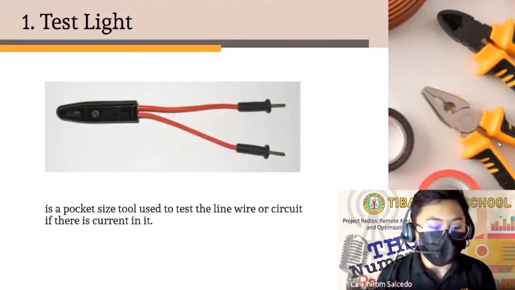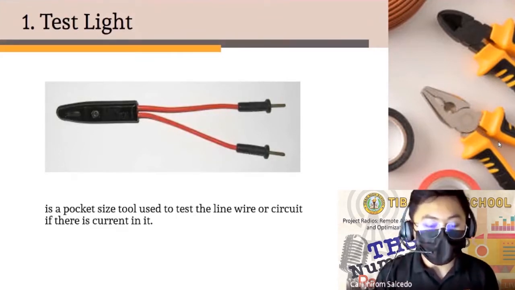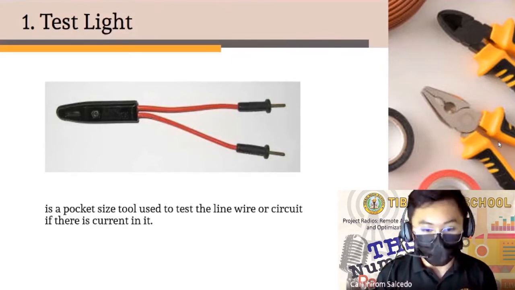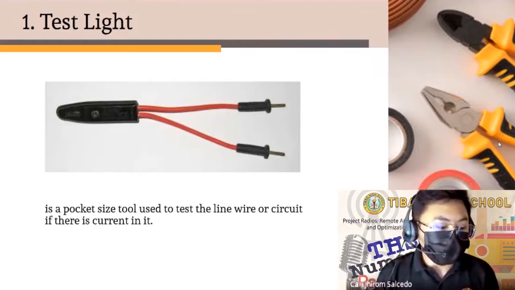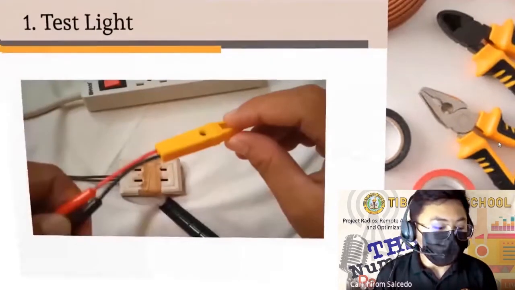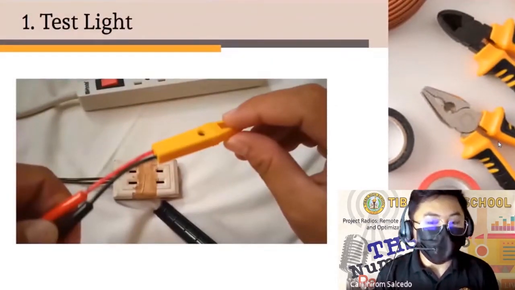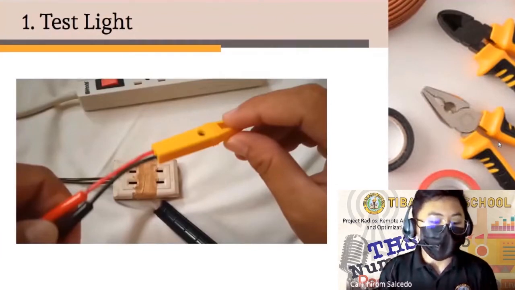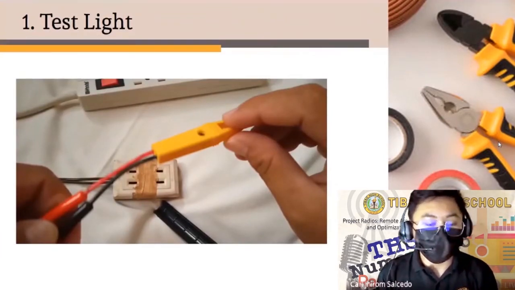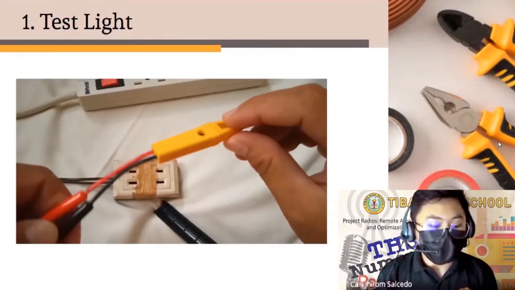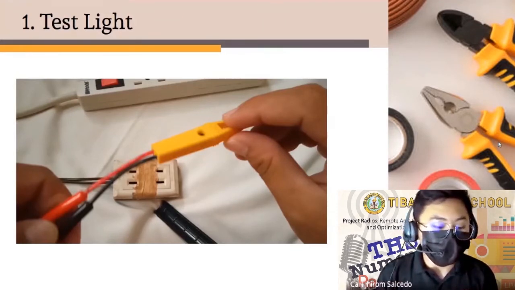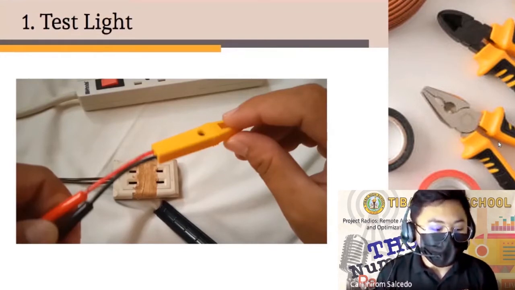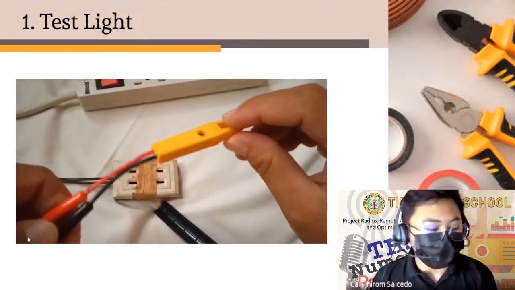Tapos ang test light ay may specific na voltage ang kayang i-test sa isang circuit. So nakadepende sa circuit kung anong test light ang gagamitin. Dito sa video na ipapakita ko, he is using a test light that can accommodate as high as 600 volts. Ang tinitest niya ay sockets or outlets na makikita sa bahay or yung mga extension cords. So napakadali lang nitong gamitin.